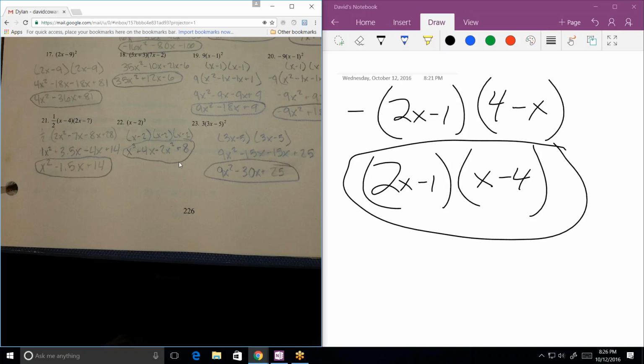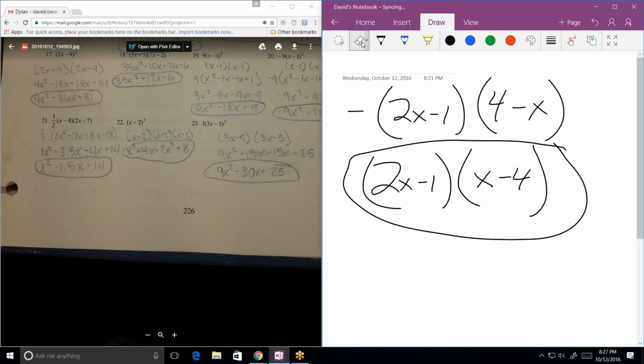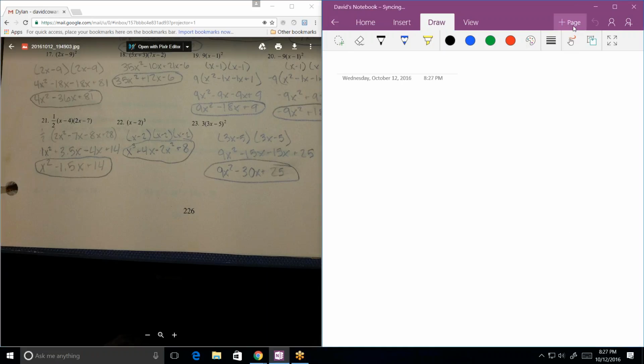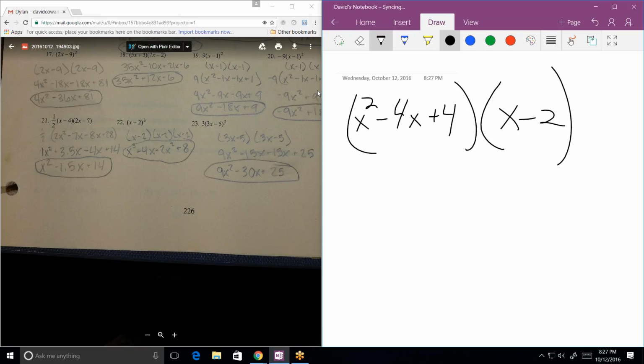You don't show your work on 22. I'm not sure how you came up with this answer, but the way to do 22 is you have to multiply the first binomial by the second binomial, come up with an answer. Let's do it real quick. So x minus 2 times x minus 2 is x squared minus 4x plus 4. And then I'm going to multiply that by x minus 2. In other words, you really need to show that step.